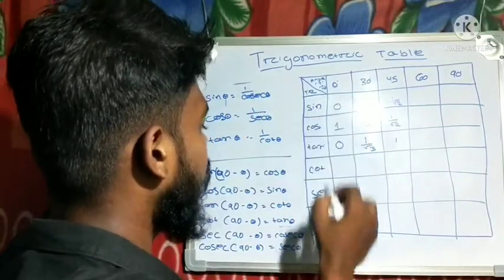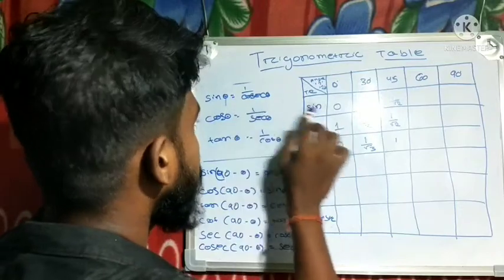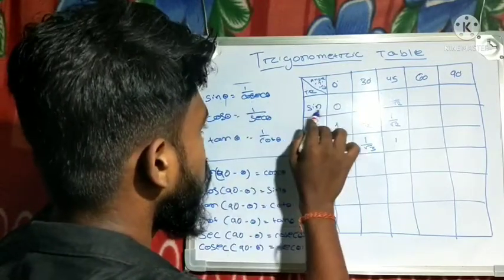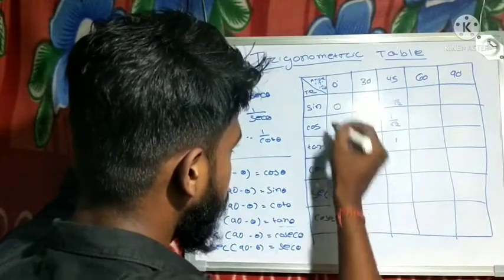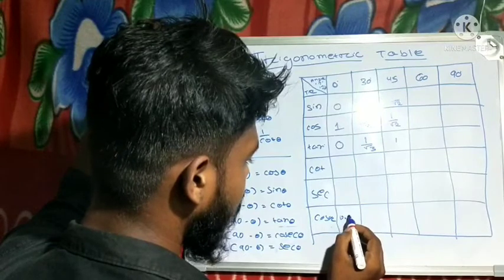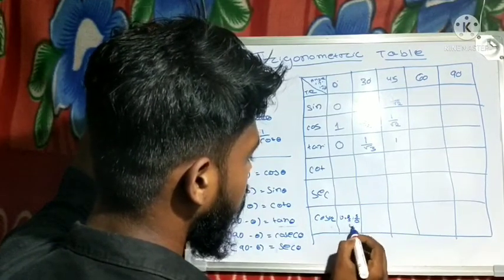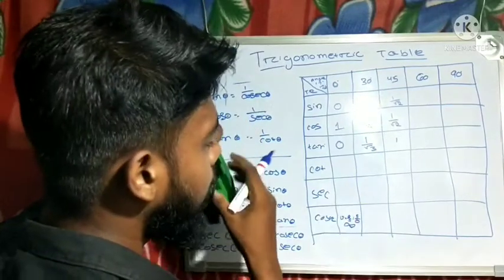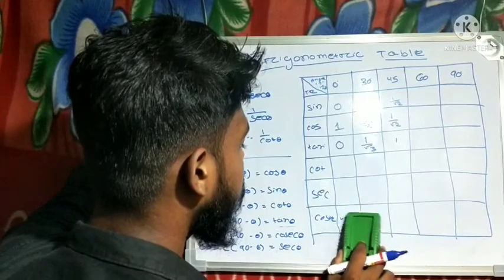You know that sine is related with cosec. Sin theta is equal to 1 by cosec theta. That means sin 0 is equal to 1 by cosec 0. So here sin is 0. Then cosec 0 should be 1 by 0, which is infinity. So this is the elaboration of cosec 0, which is infinity.